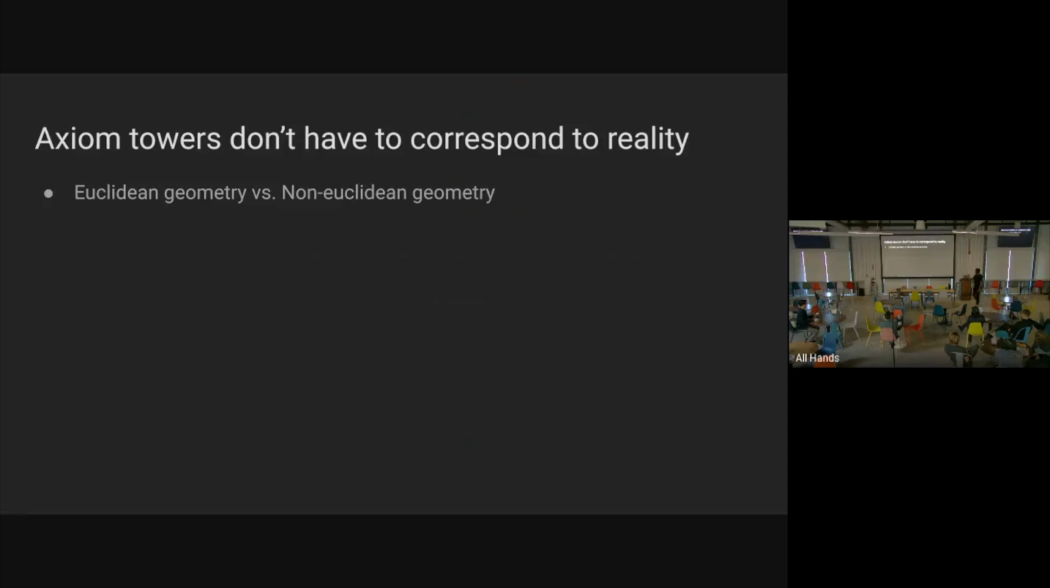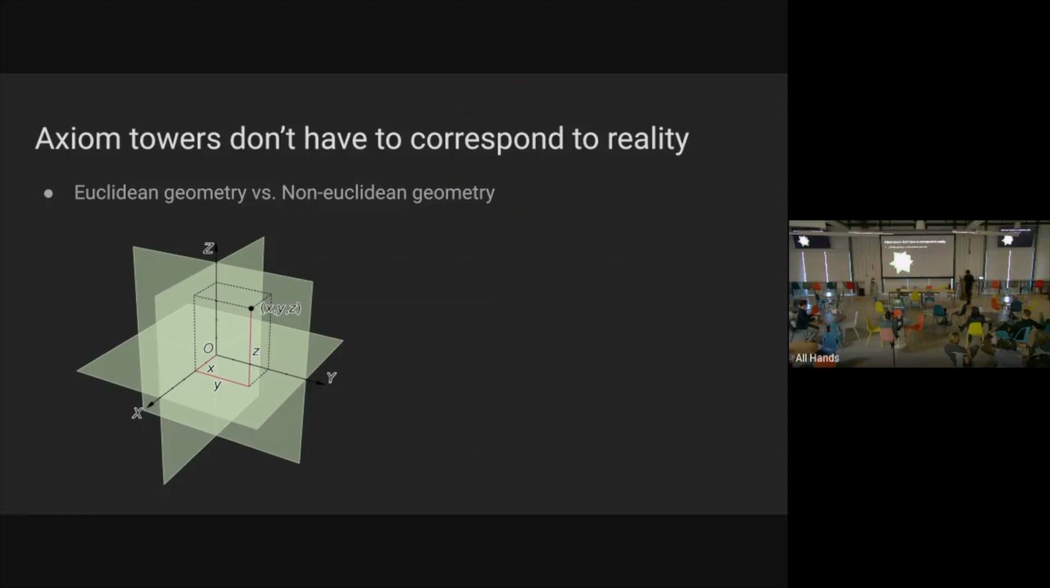All right, axiom towers don't have to correspond to reality. So Euclid was a Greek philosopher, and he's the father of geometry. And way before Peano, he put forth the axioms for geometry, and we call his flavor of geometry Euclidean geometry. And one of the axioms that he put forth was that if you have two parallel lines, let's say like this line right here, as well as the y-axis, these are parallel to each other. So if two lines are parallel, then they stay parallel forever. They never intersect. That was one of his axioms.